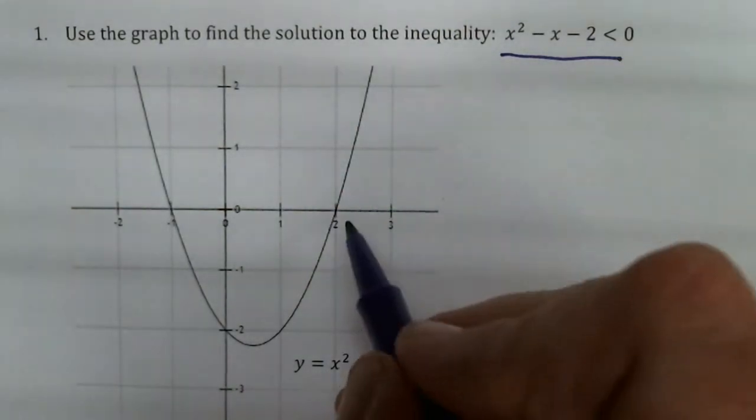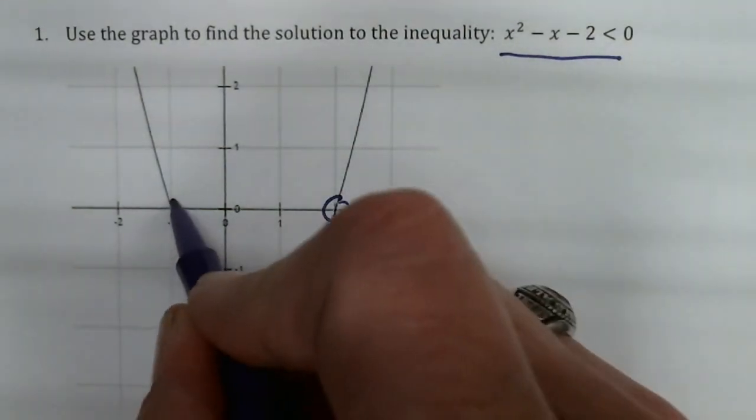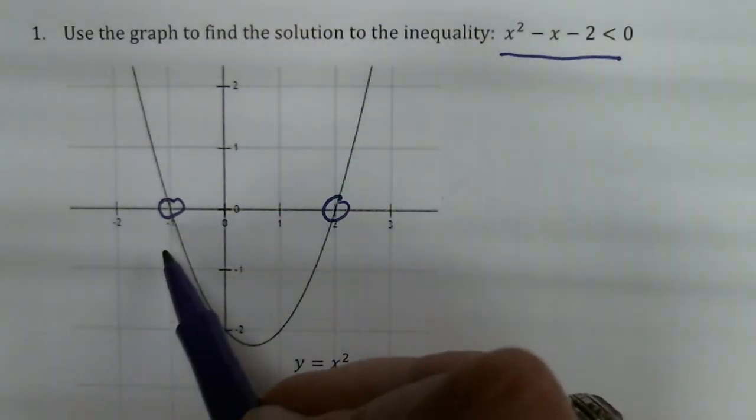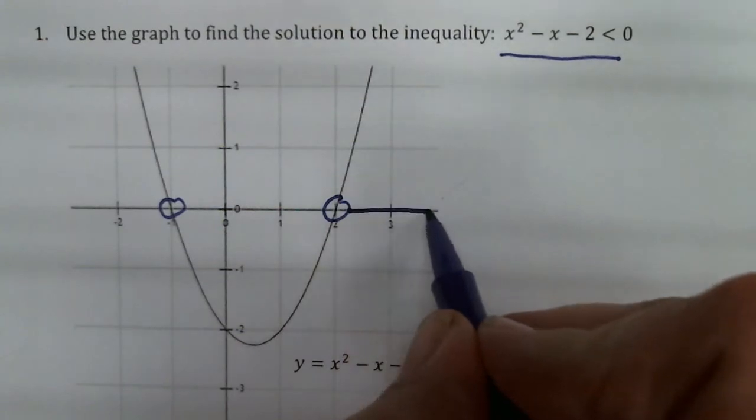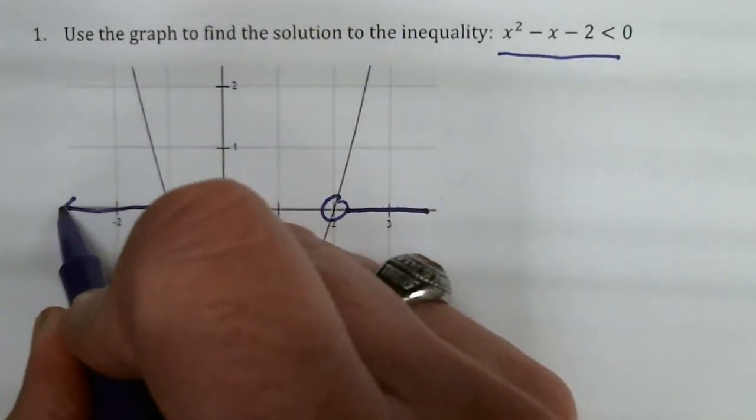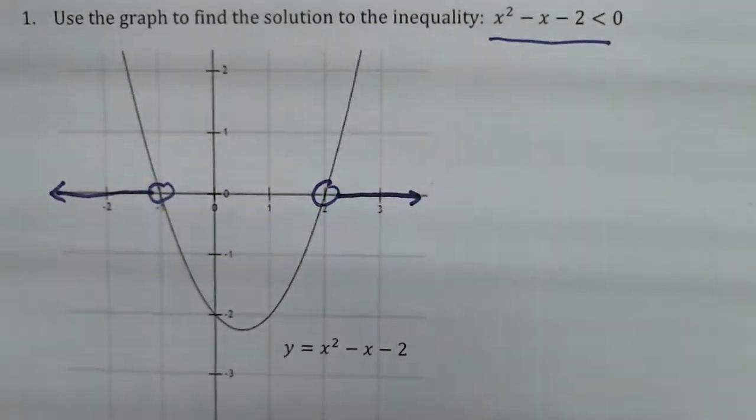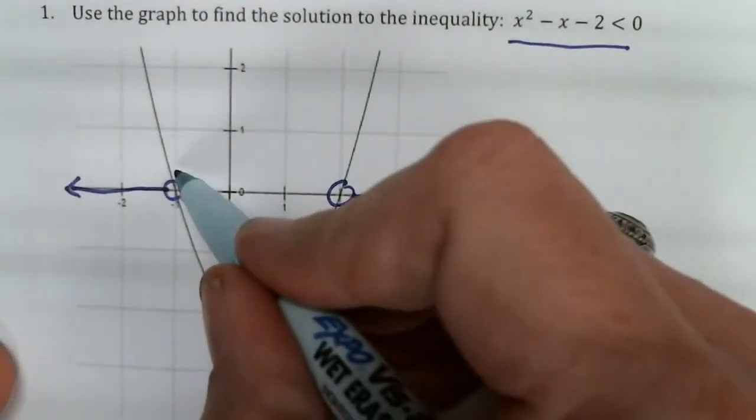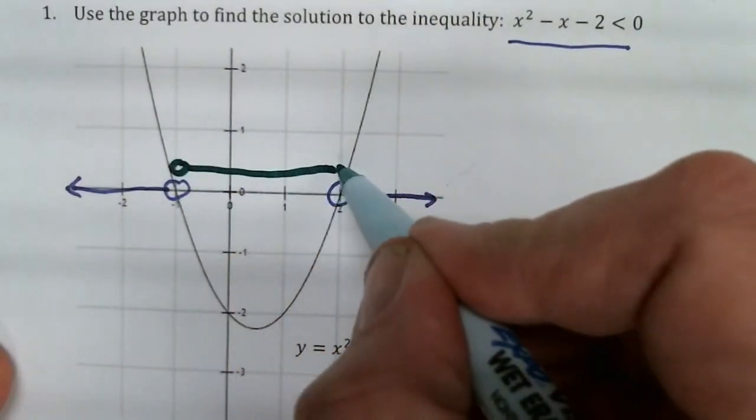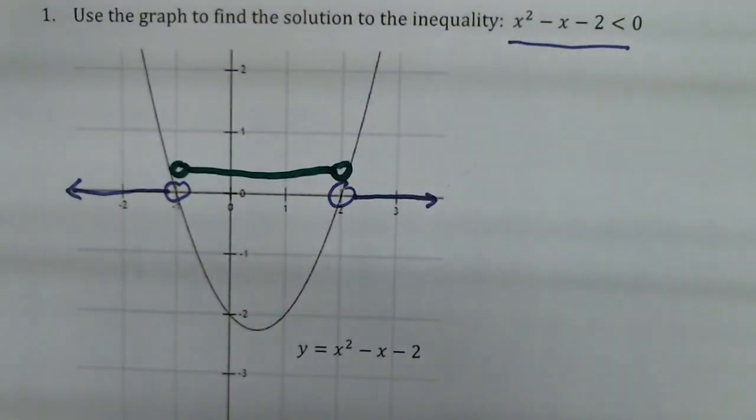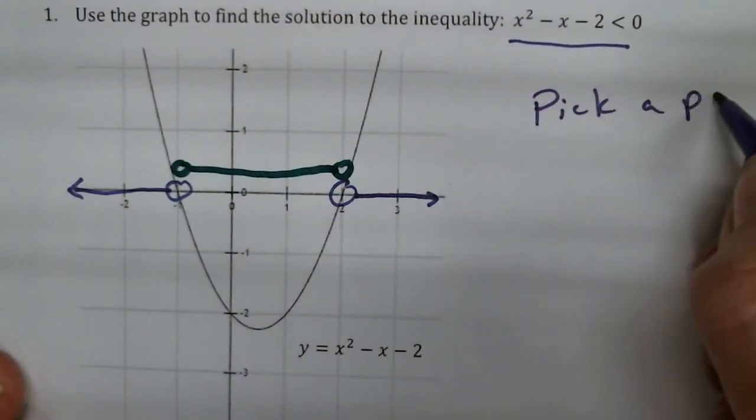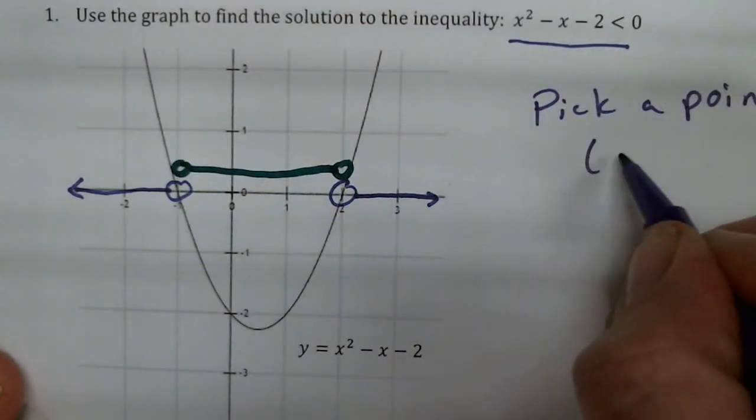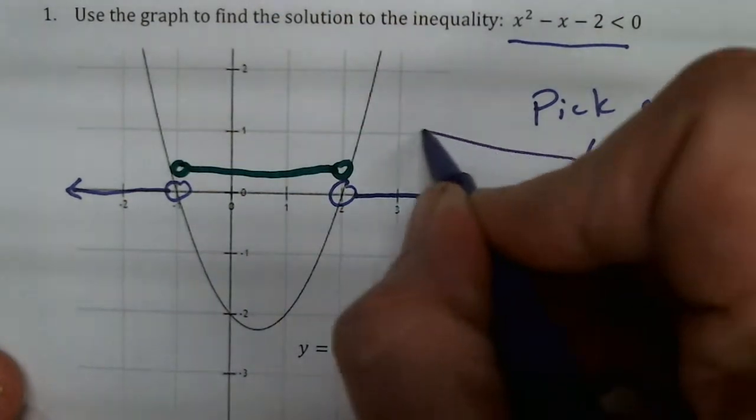Since it's less than and not equal to, your solutions will approach your zeros at negative 1 and 2, but they won't actually be there. And you can either have the solutions be outside the graph, or the solutions actually might be inside the graph. So you're trying to determine which interval contains the solutions. The easiest way to do that is to pick a point. And my favorite point to pick is always 0, 0.